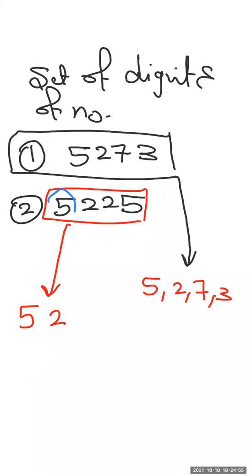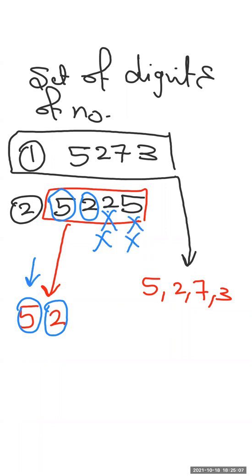So 5, it's here, 2 here, then again 2. No, sorry, I will not repeat the element. Then 5, no, sorry, it's here. I will not repeat the element. So the elements of the set are 5 and 2 only, not 5 and 2 and 2 and 5. Never repeat the elements. Okay, guys?